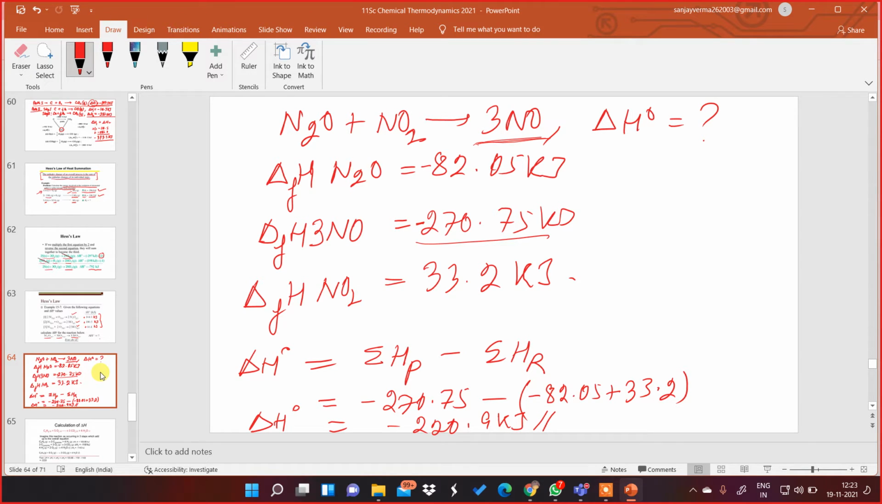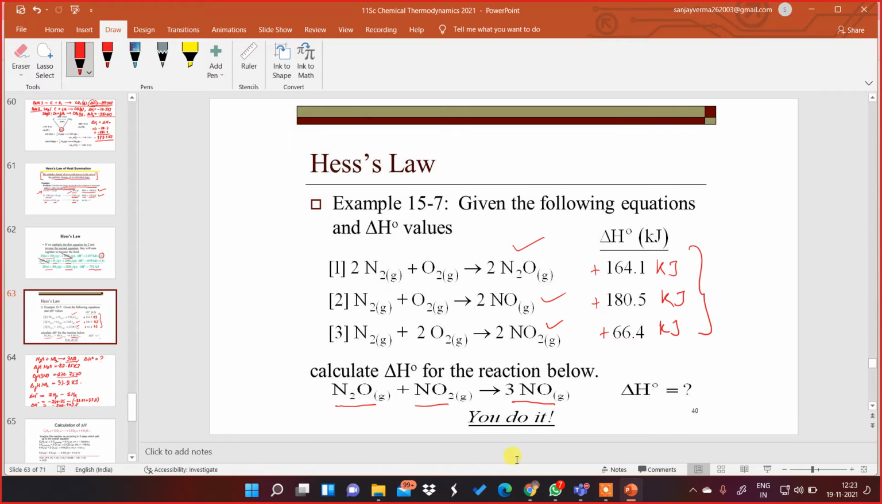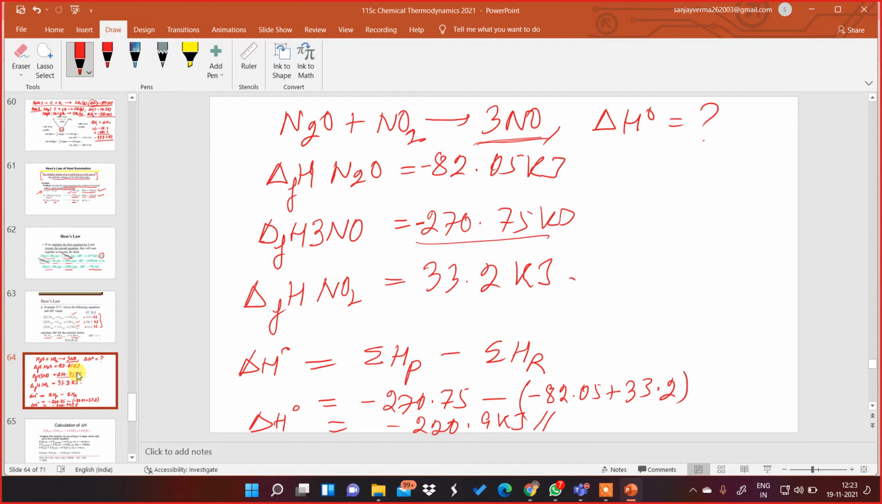Did you get that? Yes, sir. Okay, so this is one application, one numerical based on the sum which you have just now seen. I'll be doing some more numericals after this. So for this the answer is delta H is approximately 220.9 kilojoules.